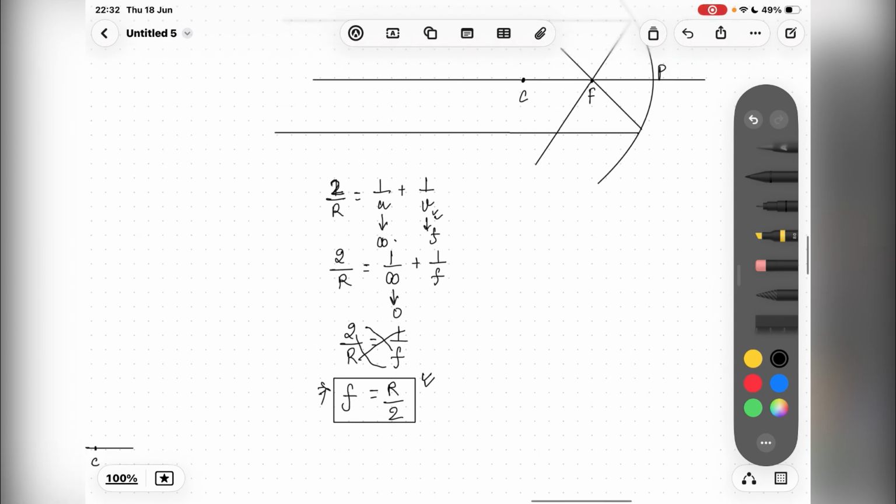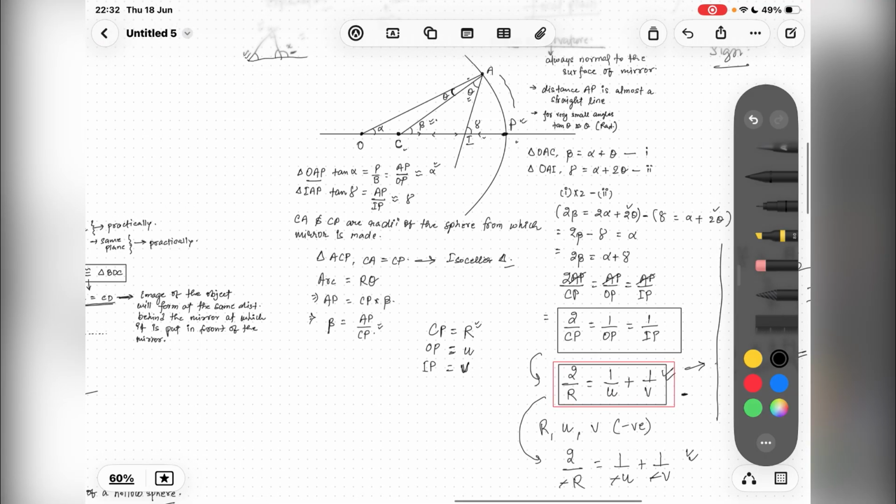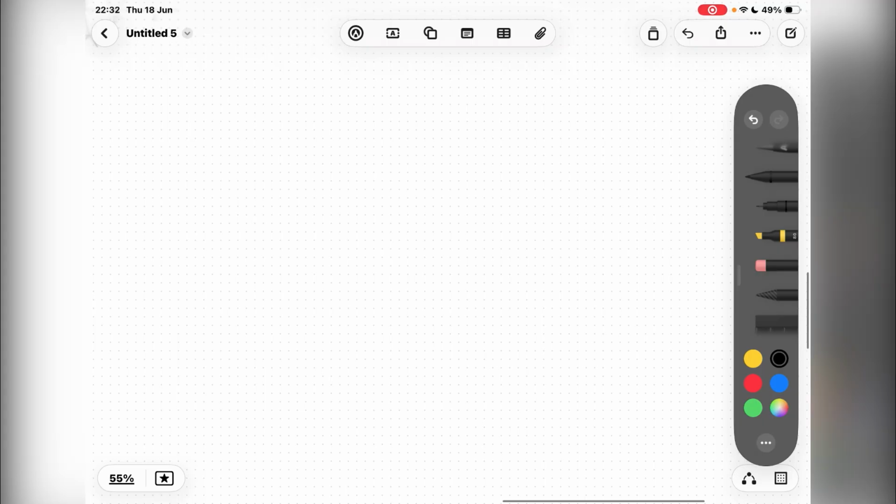So I guess for this video I will leave it until here only, and in the next video we will look at magnification, and after magnification comes refraction.